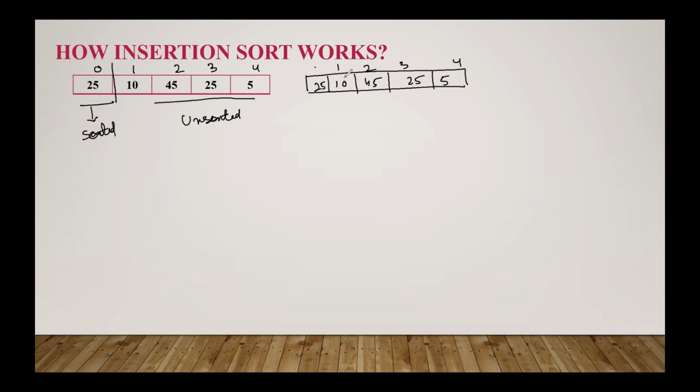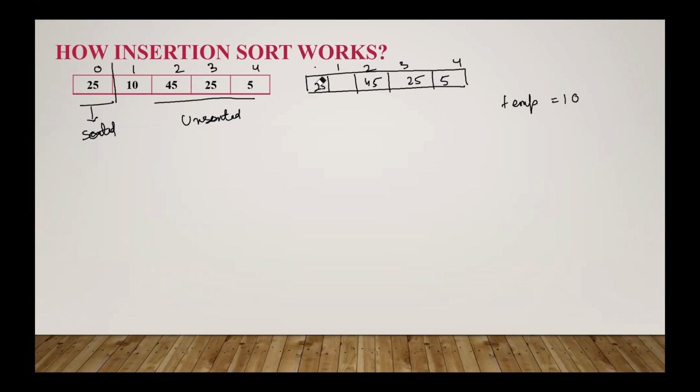So now here we have to take this value and store it in a separate location, a separate register variable, for example temp. Then we have to check whether it is in the proper place or not. So now temp is 10, and we have to assume that this element is not present here.